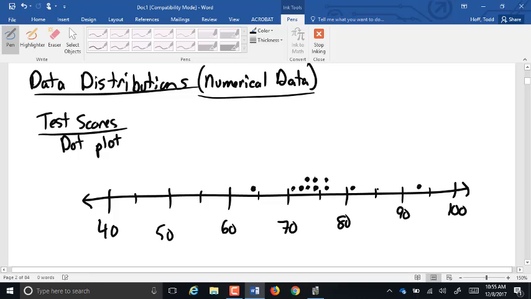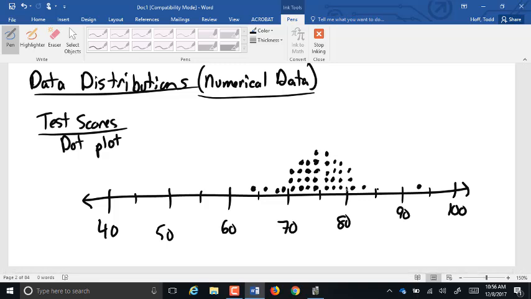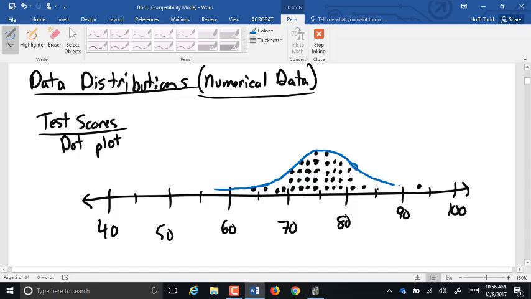And as I fill in the dots for these test scores, if I have enough students, it starts to make a very discernible shape. We have to fill in enough dots to get it. If we only have like 20 or 30 dots, it usually doesn't give us a very definite shape. But if we have enough pieces of data, we generally get a pretty discernible shape. If we trace through the top dot above each number, we will generally get a shape something like that. It's called a bell curve.